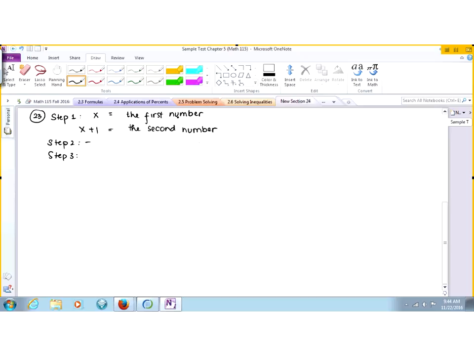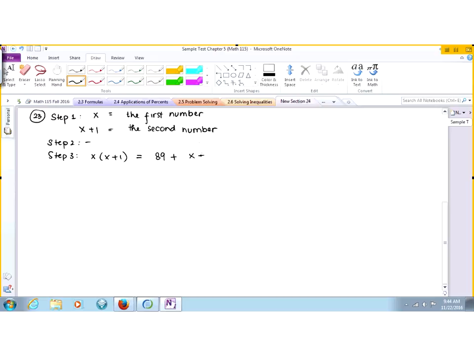Product, what does product mean? Multiplication. So what do you multiply? x times x plus 1. So it says that the product of two consecutive integers is 89 more than the sum. So how would you translate 89 more than the sum?